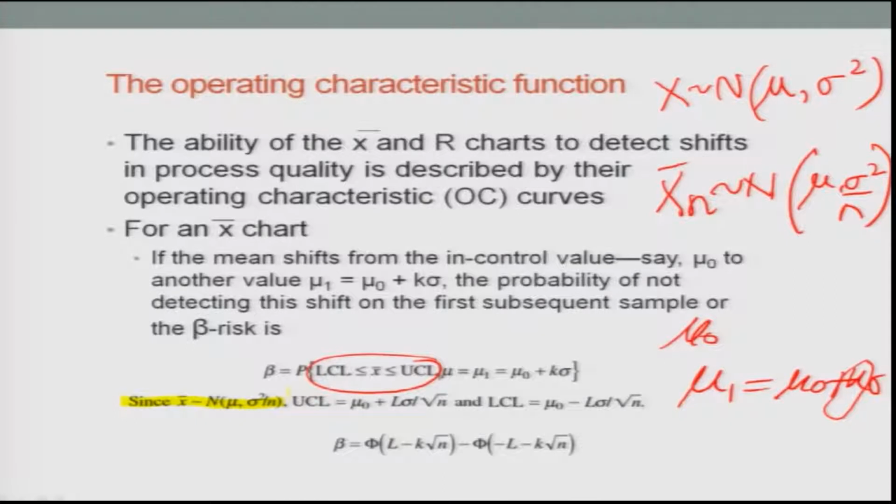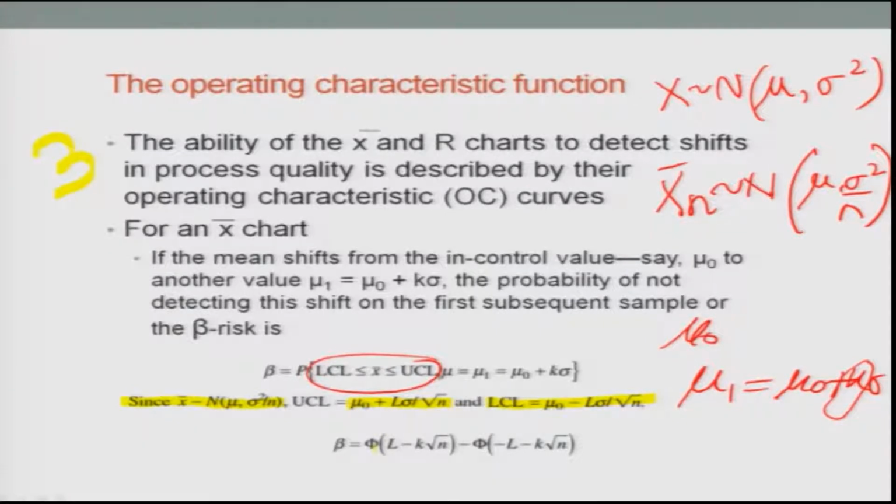the upper control limit now would become mu plus L into sigma by square root of n, where L is the coefficient, which was already discussed. In that other example when mu and sigma were known, we had taken L as 3, depending on the alpha value. In this case, the lower control limit is mu minus L into sigma by square root of n. And the beta values which you see here are the standard deviates which you consider when you convert it into a standard normal distribution.